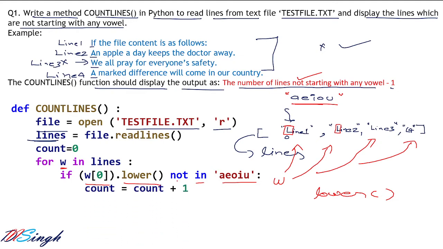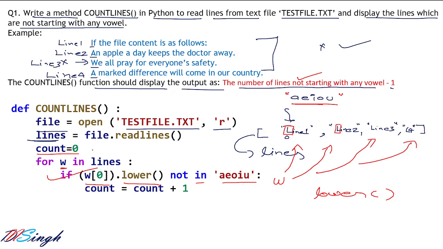And then if this condition is satisfied, we are going to increment the counter by 1. So each time this condition is satisfied, whenever your line is not starting with a vowel, at the end of this loop, what will you get? You will get the number of lines which are not starting with a vowel in this count variable.